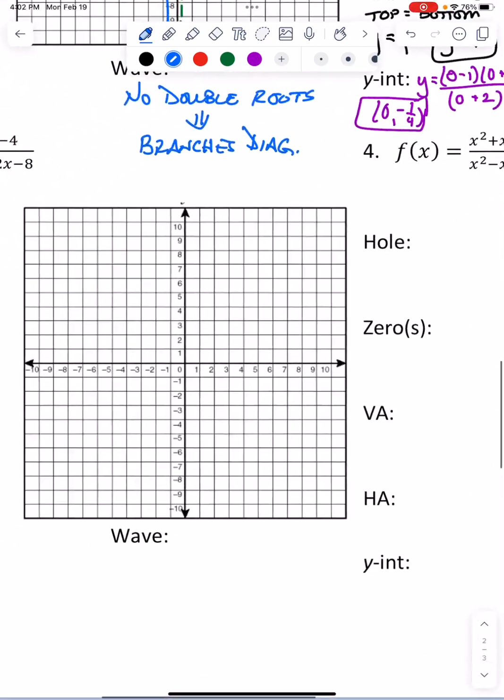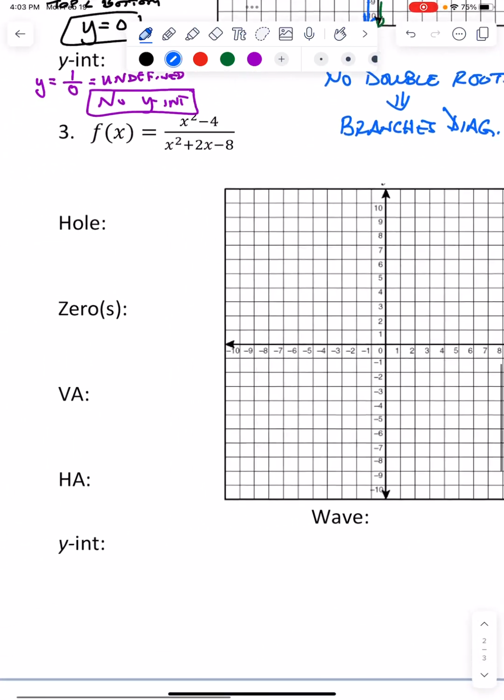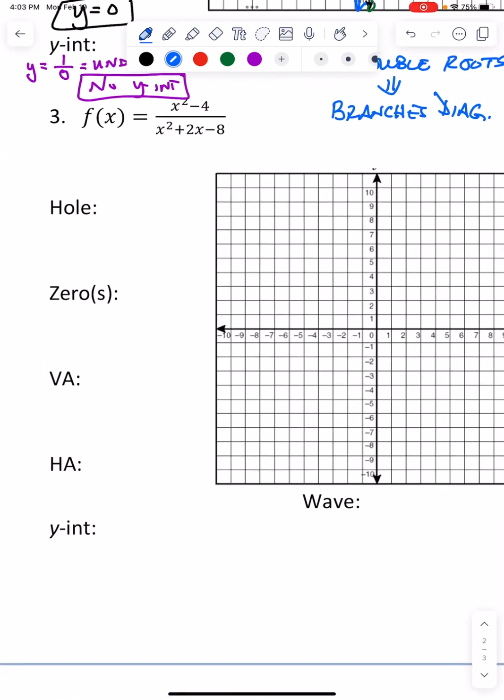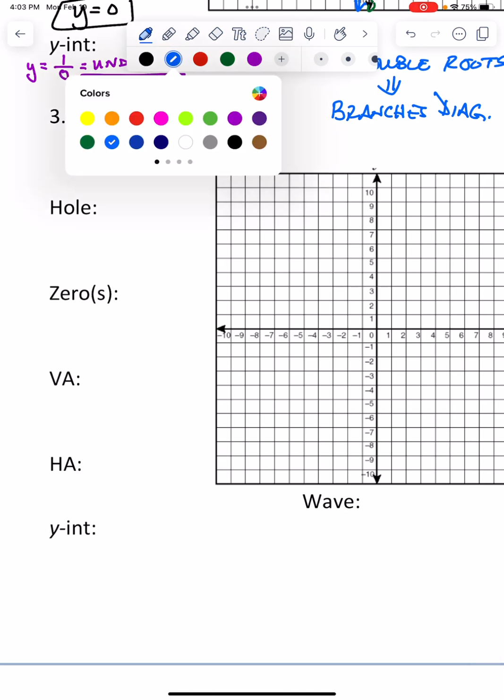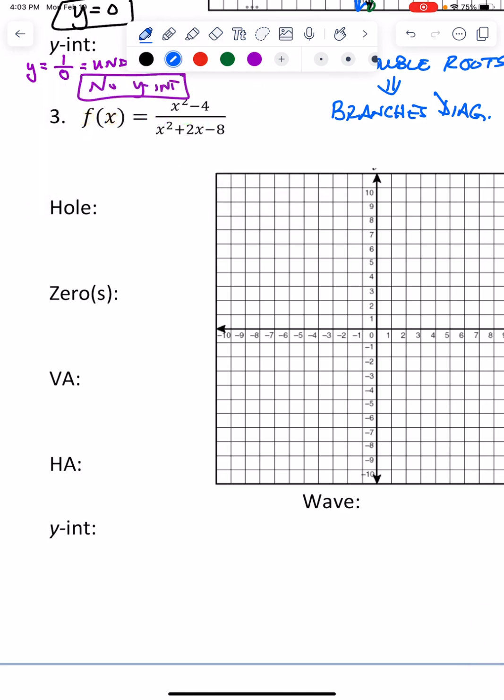Now, number 3, right? This one we can factor, okay? So in this case, we have in the top a difference of squares. So we could factor the top to be x plus 2, x minus 2. And then on the bottom, multiplies to negative 8 and adds to 2 would be 4 and negative 2. So x plus 4, x minus 2.